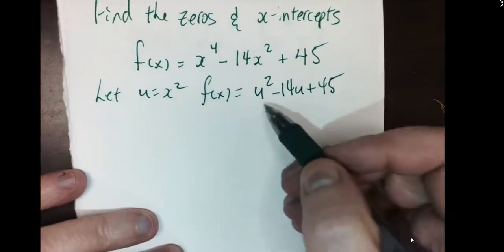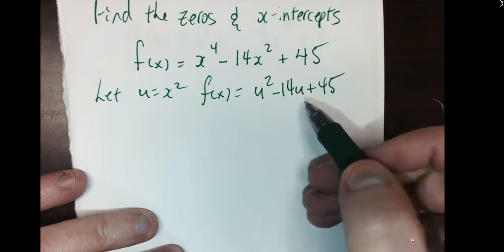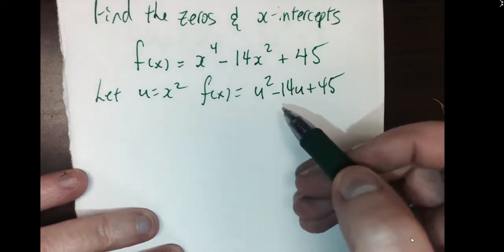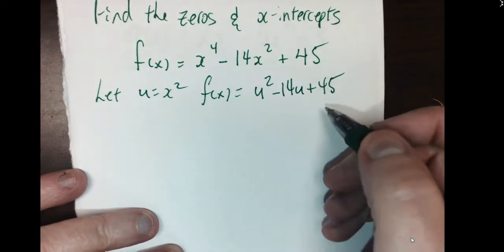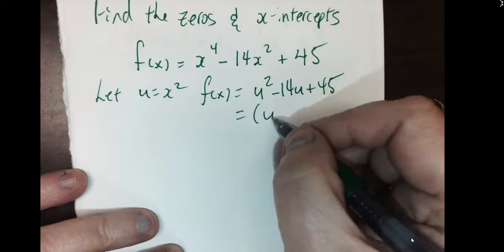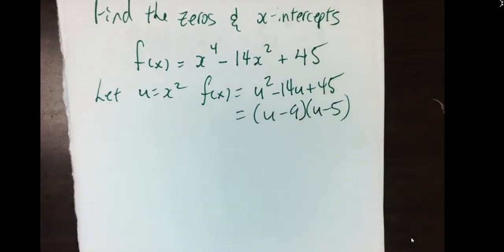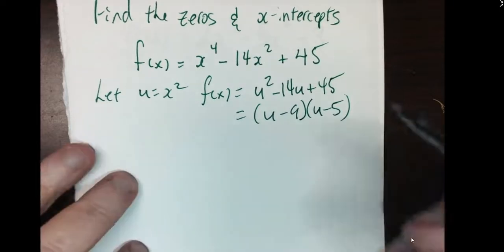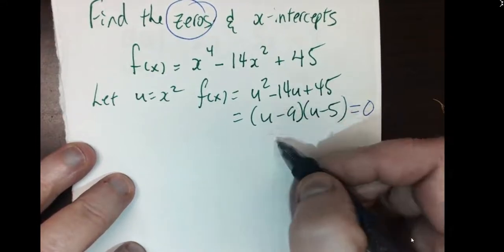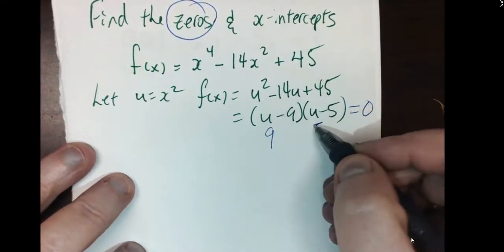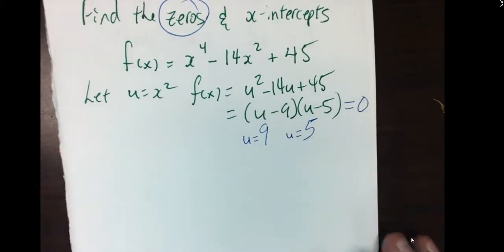Then it's a case of being able to factor this using the trick. Two numbers that multiply together to give you positive 45, but at the same time add up together to give you negative 14. So that's going to be negative 9 and negative 5. If I'm going to find the zeros, then I'm going to set this equal to 0 and see what solves this. So 9 and 5 will make this equal to 0, but these are my values for u.